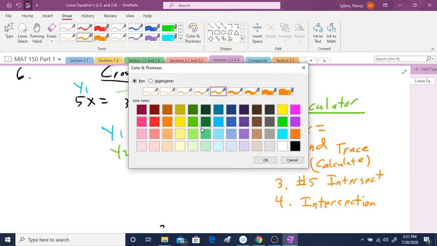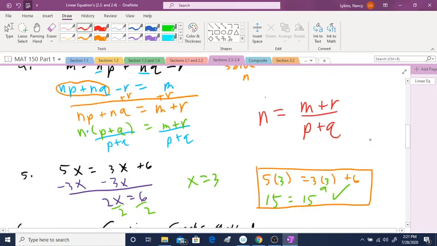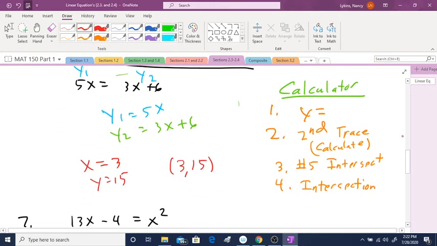So in our example, what you should get is x equals 3, y equals 15. That is where both of these lines meet, both of these equations. Now, if I scroll back up to here, when we checked our work from number 5, take a look at this right here. My x was 3. My answer that I checked was 15. That's your y value. So we did this by hand, and I'm showing you how to do this by calculator.